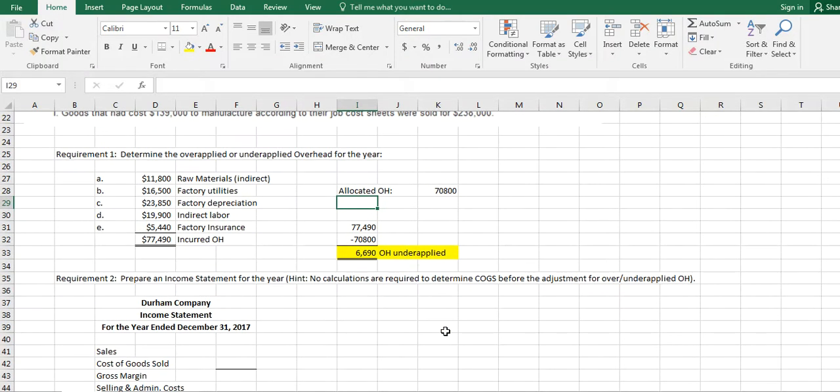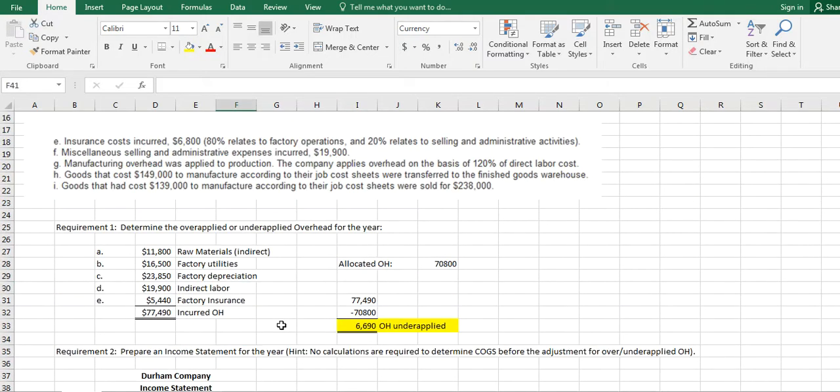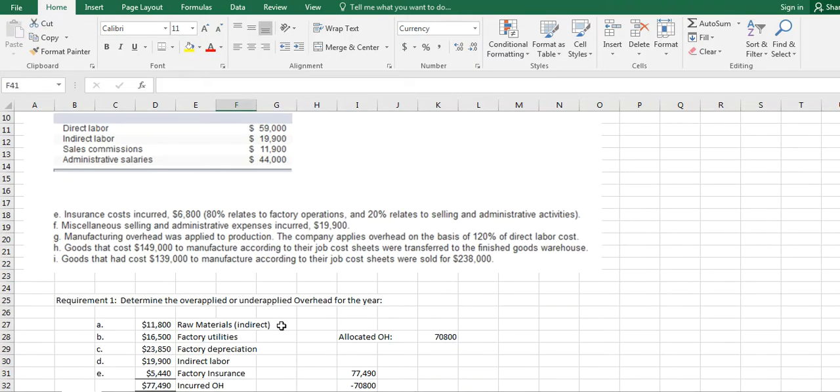Requirement 2 says prepare an income statement for the year, and it gives us a hint. It says no calculations are required to determine cost of goods sold before the adjustment for over or under applied overhead. That didn't make a whole lot of sense to me until I started working through it, but I put it up here just so I wouldn't forget to address that. So we'll come back to that part. I've got the format set up in my template. We're going to start with sales, and I believe that amount was given.